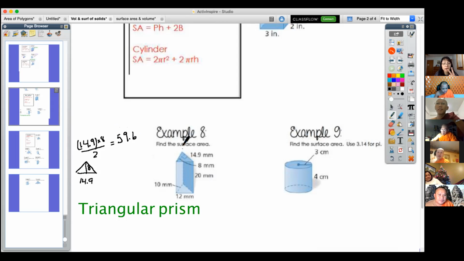We have 2 of them, you have the top and you have the bottom. What do you do to get the top and the bottom? Take 14.9 multiplied by 8, and then we divide by 2. Good.